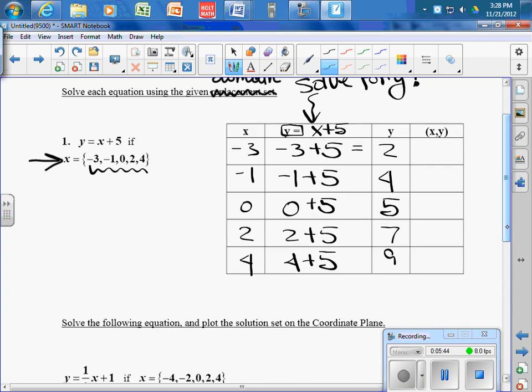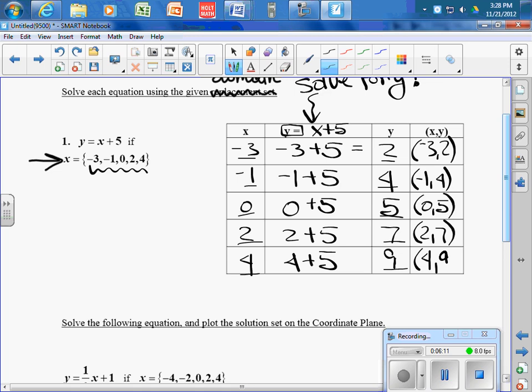So what are the ordered pairs going to be then? It's going to be negative 3, 2 is my first ordered pair. Negative 1, positive 4. Then I'm going to have 0, 5, 2, 7, and 4, 9. Now, at the beginning of the class, we talked about what the definition of linear equations is. This is a linear equation.